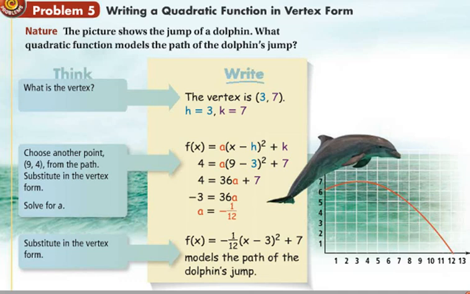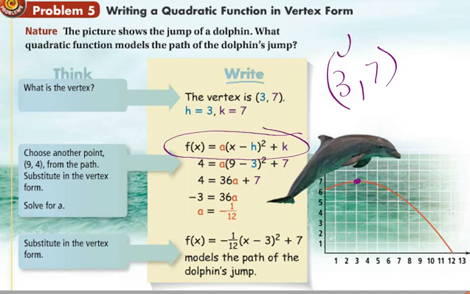So if you look at this, if you were to continue this line, it's obvious that this is going to be a parabolic shape, a parabola. All right, so it says the picture shows the jump of the dolphin. What quadratic function models the path of the dolphin's jump? So we can get this and use our vertex form of a quadratic equation. So I'm going to get the vertex. It's at a maximum point right there at 3, 7. So I've got a vertex of 3, 7. Then I'm going to take my vertex form and plug in 3 for h and 7 for k. And that's what they've done here.